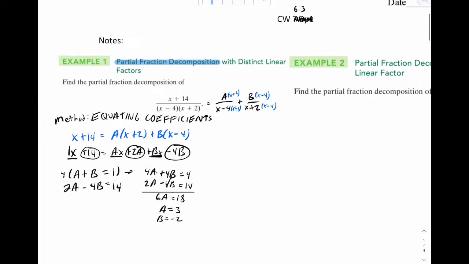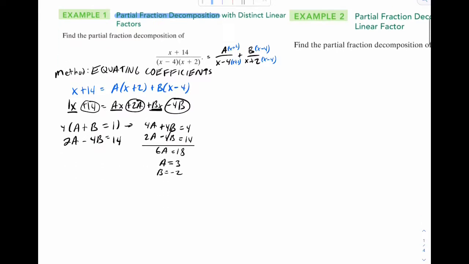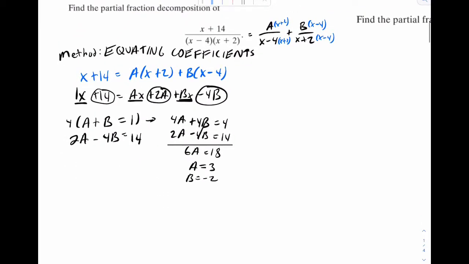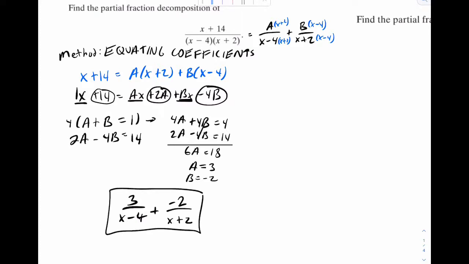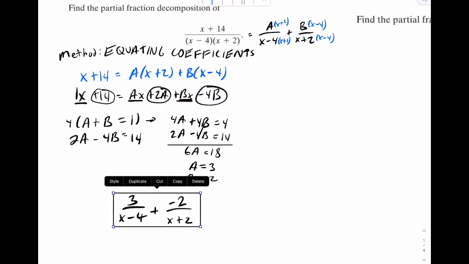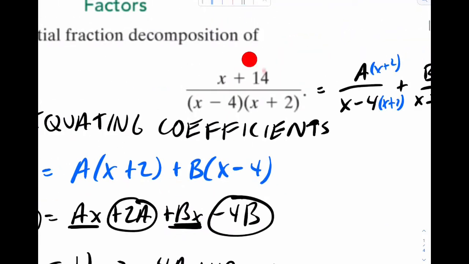Now it's important to remember that this is not the final answer. We're trying to decompose the fraction, so we're trying to get to here. So simply plug in a, plug in b. So the partial fraction decomposition is 3 over x minus 4 plus negative 2 over x plus 2. That right there is your answer. Which means if I told you to combine these two, like you did in Algebra 1, the outcome would be the original problem here.